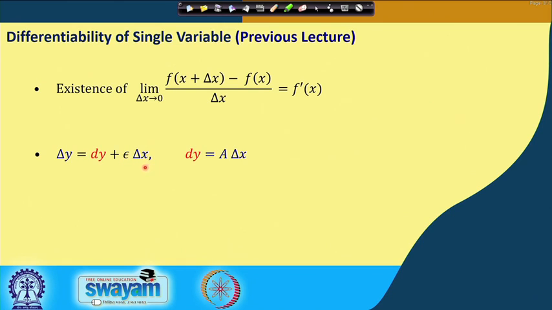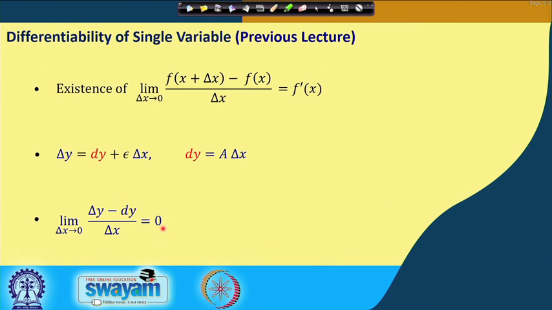The third one was useful for testing the differentiability. We have seen that if this quotient, delta y minus dy over delta x, has limit 0 when delta x goes to 0, then we call the function differentiable. This was just a consequence of the previous relation, when we take dy to the left side and divide by delta x, taking the limit since epsilon goes to 0. But this was useful for testing the differentiability in many cases.